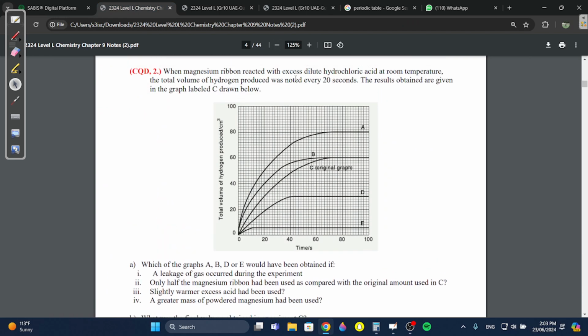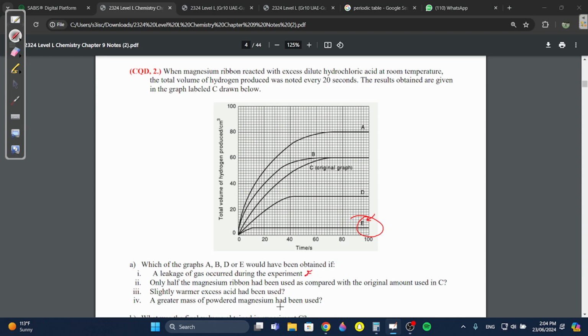When magnesium ribbon reacted with dilute hydrochloric acid at room temperature, the total volume of hydrogen produced was noted every 20 seconds. The results obtained are given in the graph labeled C below. Which of the following would happen if a leakage of gas occurred? Of course, if it leaks, then it's going to be the least, so E.